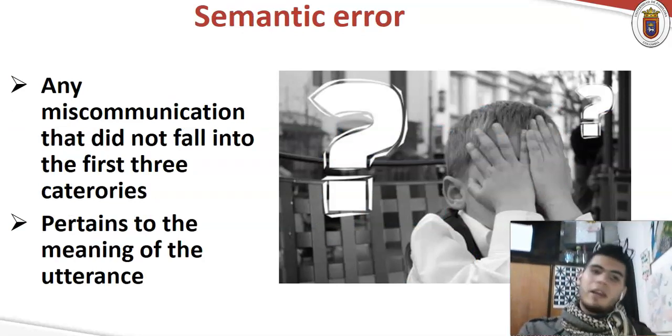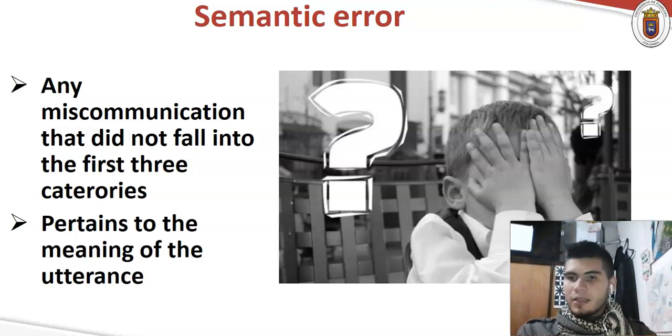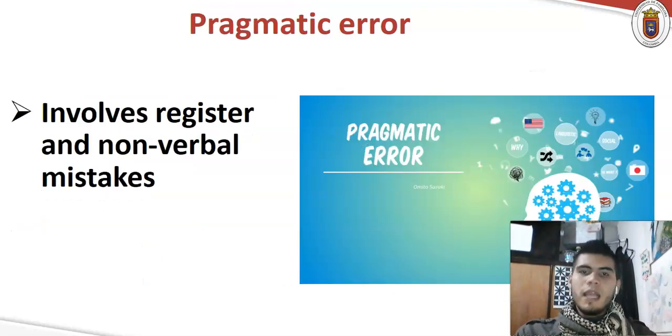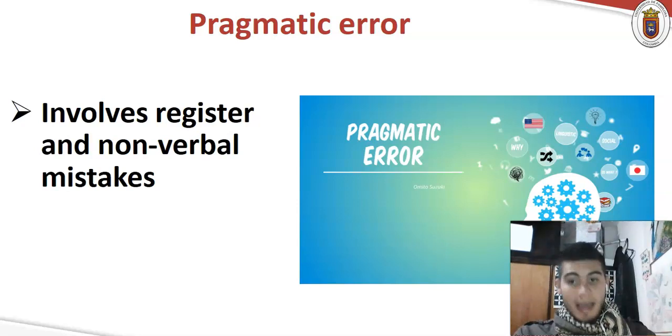Semantic error. Any miscommunication that falls into the first three categories and pertains to the meaning of the utterance. What is the utterance? Well, the utterance, for example, his utterance was clear. That means that someone was talking clearly. That's the same thing. Pragmatic error. The pragmatic error is an error that some people say doesn't exist, but it does, because eventually we can make a pragmatic error, but it involves register and nonverbal mistakes.